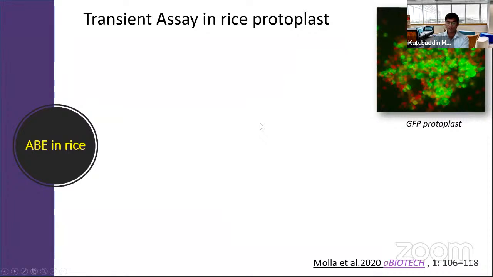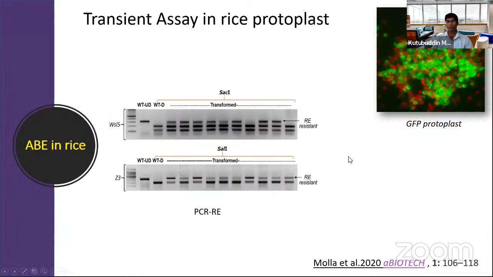When we did it transiently in protoplasts, we harvested the DNA after treating the protoplasts with the base editor construct. After two to three days, we harvested DNA, amplified the region of WSL5 and Z3, and digested with SAC1 and SAL1 respectively. You can see the wild type is completely digested. Wild type means it is not treated with the base editor, but the other samples are, and you can see clear undigested bands. So a few of the population are undigested, meaning they are resistant to the SAC1 enzyme. This is a clear indication that the target A has been edited, so the recognition sequence has changed and SAC1 cannot make a cut.